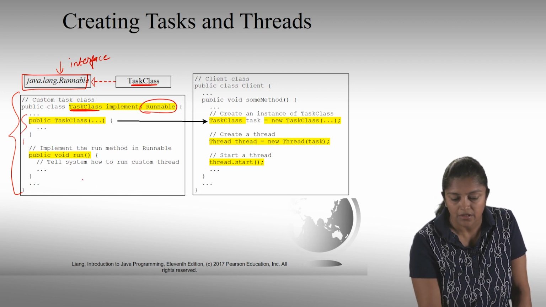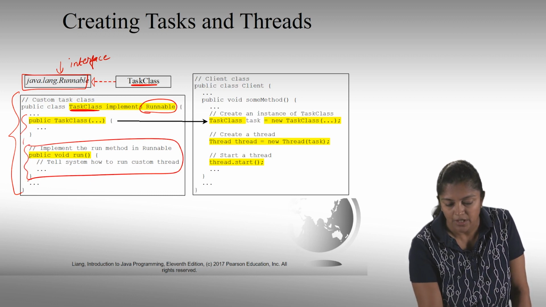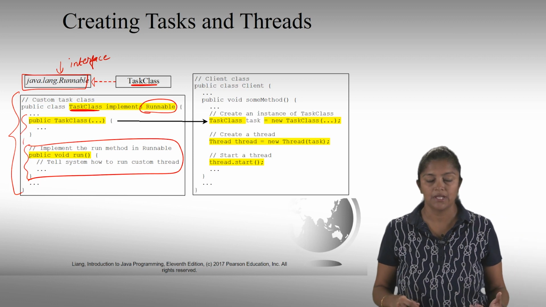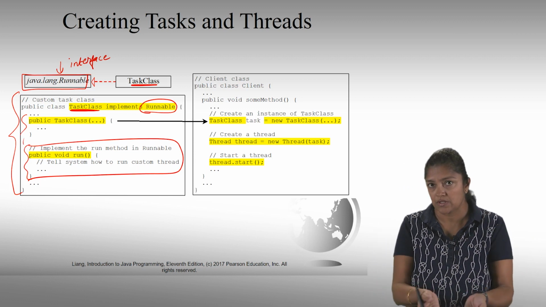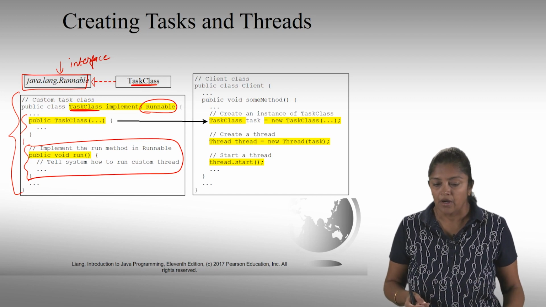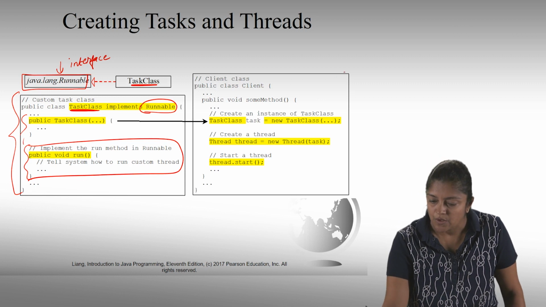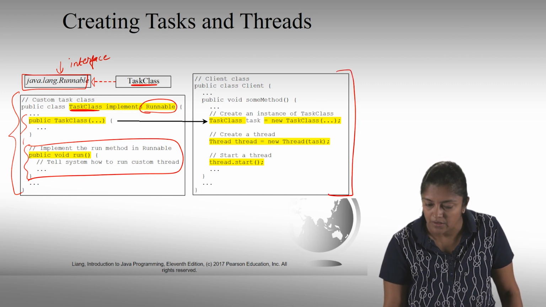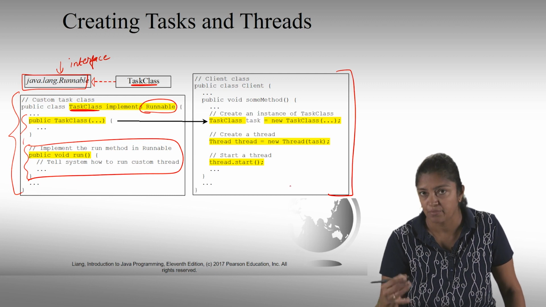Then we have the constructor. The main thing here is the implementation of this run method. This is where we need to tell the system what needs to be executed when this custom thread is executed. Once the task class has been created, here's our client class where we're going to create a new thread for some purpose.